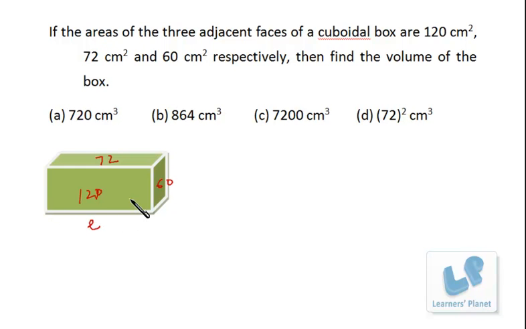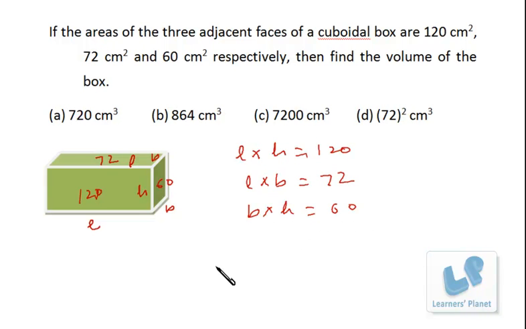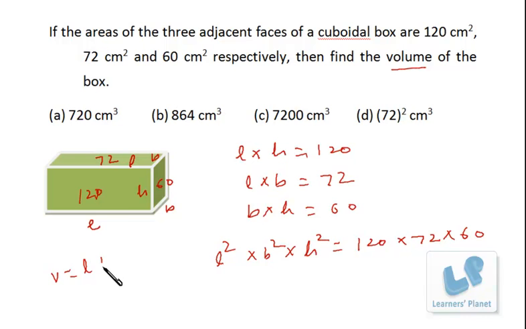So this is length into height, that is length into breadth, and it is breadth into height. Okay, so length into height is 120, length into breadth is 72, breadth into height is 60. So if we multiply all of them, what will we be getting? L square into B square into H square is equal to 120 into 72 into 60, right? And what we have to find out is the volume of the box. That means we have to find out the value of L into B into H. What is the volume? That is LBH.